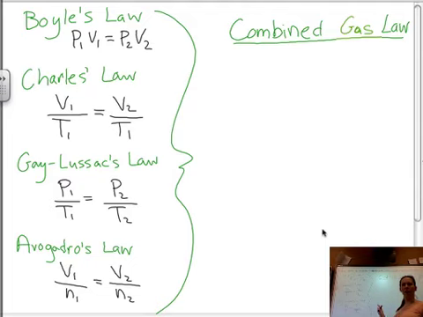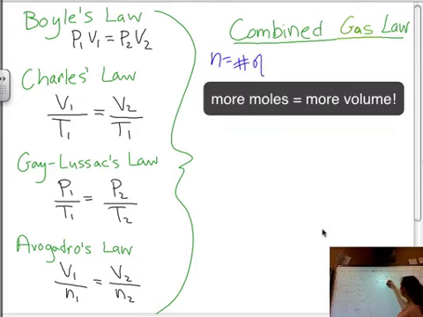So in the previous lecture, you learned about Boyle's law, Charles' law, and Gay-Lussac's law. The only thing I want to mention before we move on to the combined gas law is Avogadro's law, which says that volume is proportional to the number of moles. N is the number of moles. For those of you keeping track, I'll write that down up here. That's one thing we haven't talked about yet, but it's important for the combined gas law, which I'm going to write down right now.